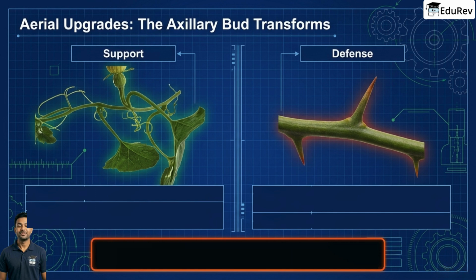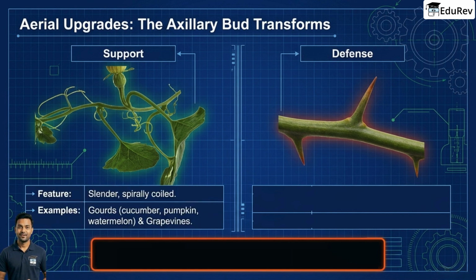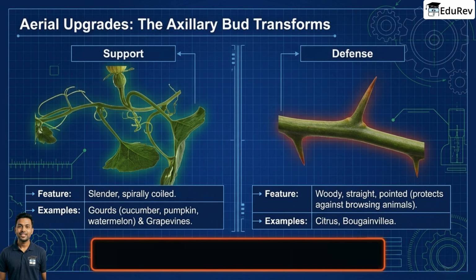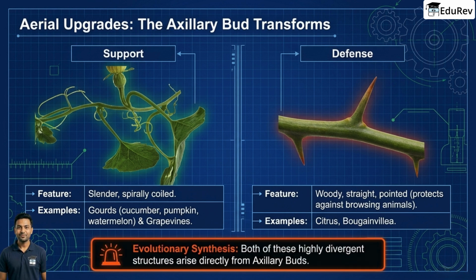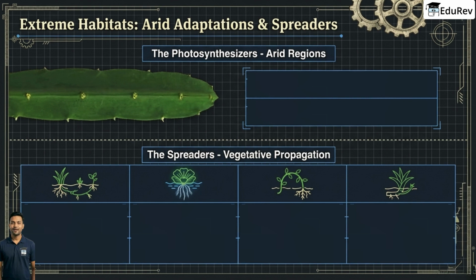Aerial stem modifications show how the axillary bud can be transformed for different jobs. In climbers like gourds and grapes, the stem becomes slender and spirally coiled, serving as a tendril for support. In defense forms like citrus and bougainvillea, the stem becomes woody, straight and pointed, functioning as a thorn. Both structures arise from the same source, which is why origin matters more than function alone. That distinction is often tested, so do not confuse a stem tendril with a leaf tendril just because both help in climbing.